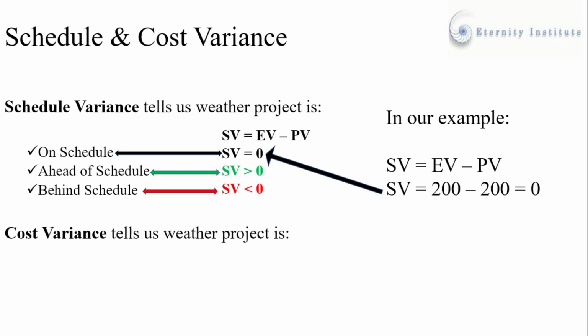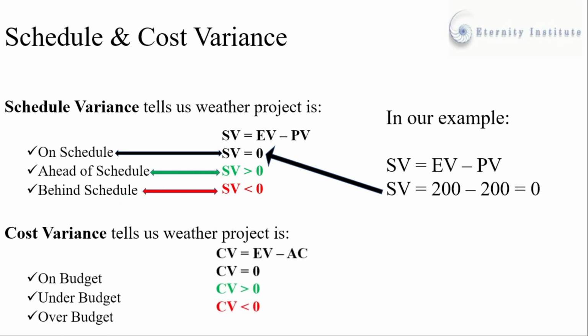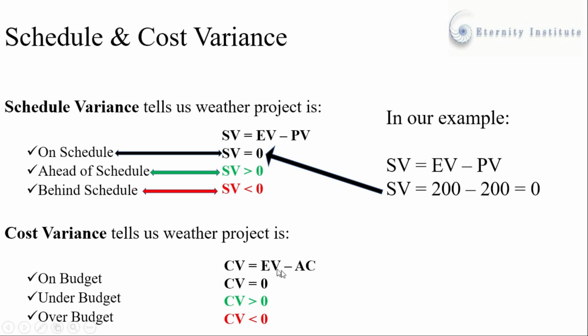Cost variance tells us whether our project is on budget, under budget or over budget. Mathematically, our cost variance equals earned value minus actual cost. If our cost variance equals 0, it means we are on budget. If our cost variance is greater than 0, we are under budget, and if our cost variance is negative or less than 0, we are going over budget. Let us apply these concepts on our project example.